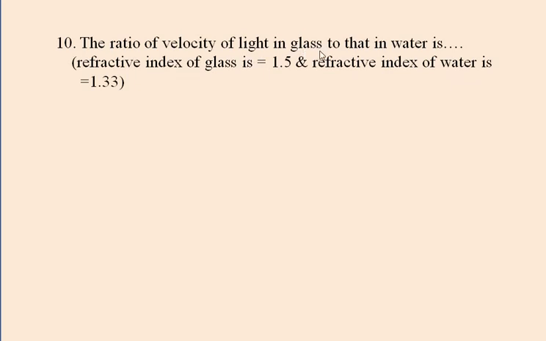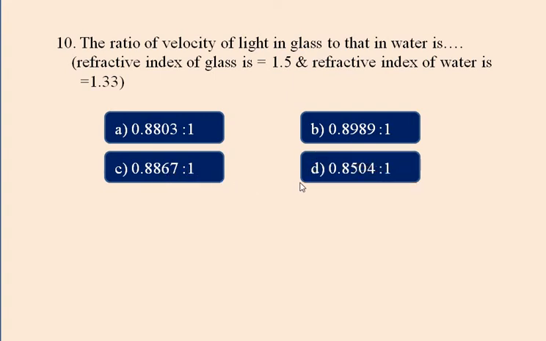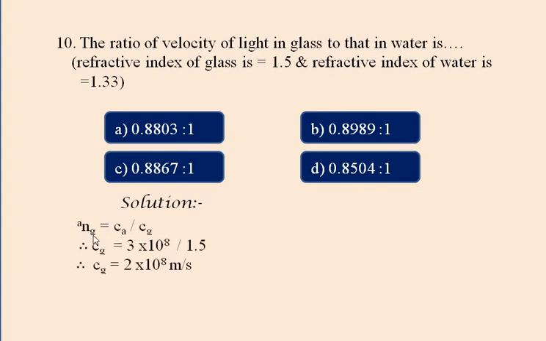The ratio of velocity of light in glass to that in water is: we are given that the refractive index of glass is 1.5 and the refractive index of water is 1.33. The options are option A 0.8803, option B 0.8989, option C 0.8867, option D 0.85804.